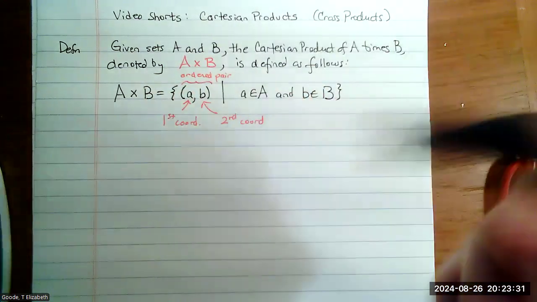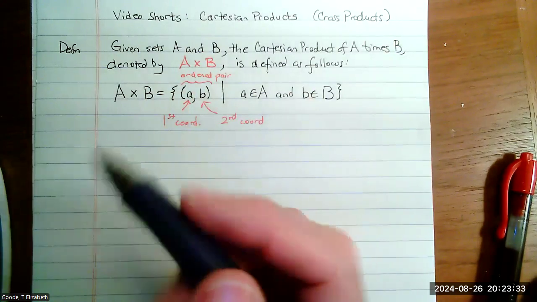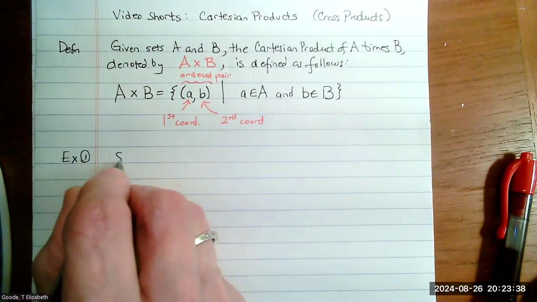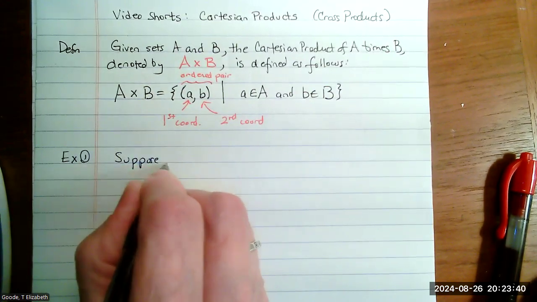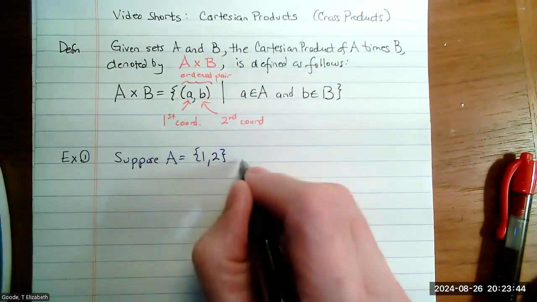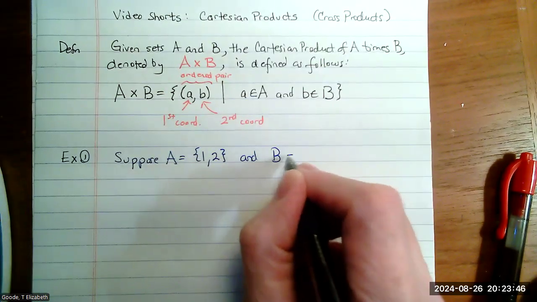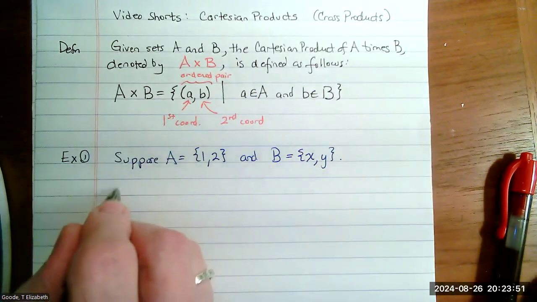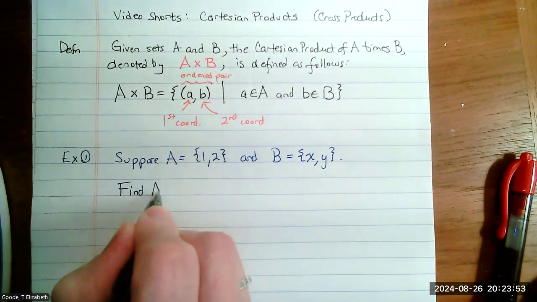Okay, and the easiest way to understand these is just to look at some examples. So let's look at a couple of examples. Let's suppose that we have a set A that's got the elements 1 and 2 in it. And let's suppose that set B has elements little x and little y in it. Let's find A cross B.